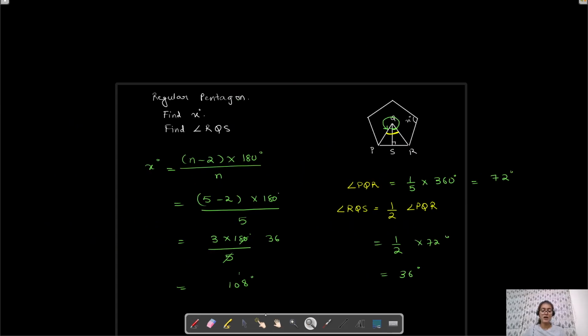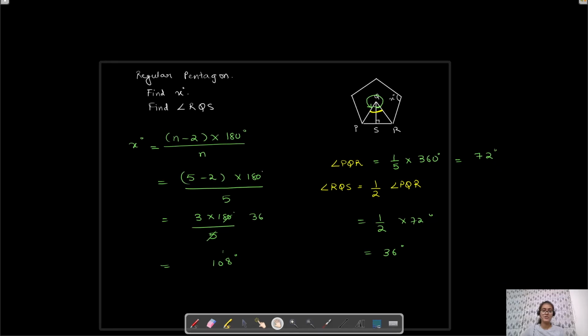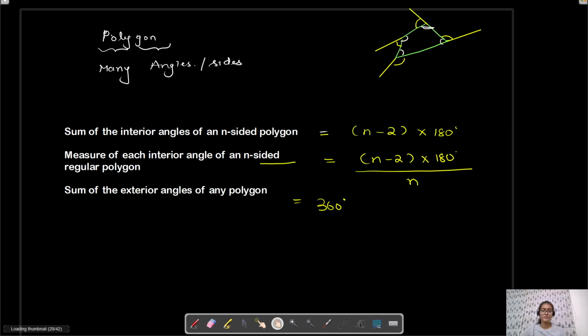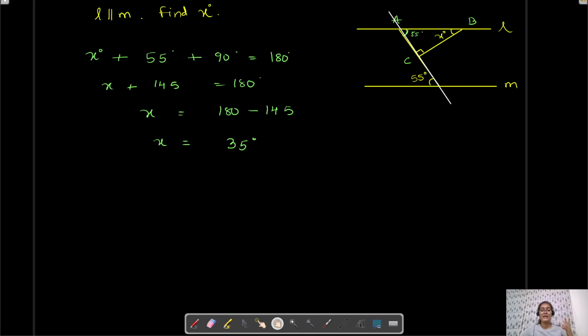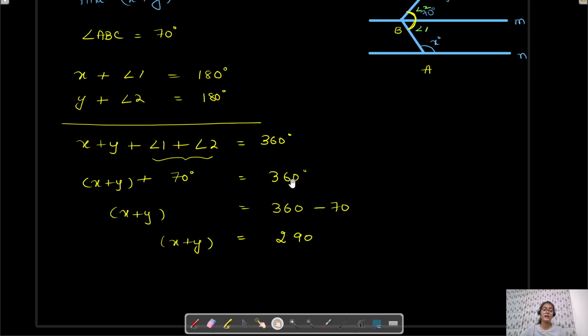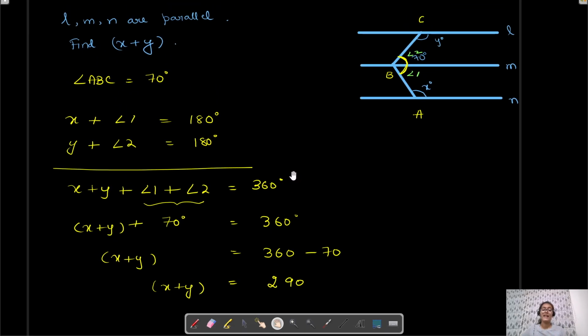So that's it for this video for angles. Always make sure that you do not assume an angle to be a right angle. Do not assume two lines to be parallel. Do not assume a polygon to be a regular polygon unless it is mentioned in the question. And you will be good.